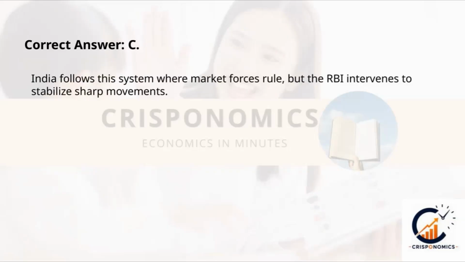India's approach balances free markets with careful oversight. Market forces generally drive the system, but the Reserve Bank of India steps in when things get too volatile. Their role is to smooth out sharp swings, keeping the economy steady without stifling growth. This mix of freedom and intervention helps maintain stability in a complex and rapidly changing environment. It's a system that aims to harness the best of both worlds.